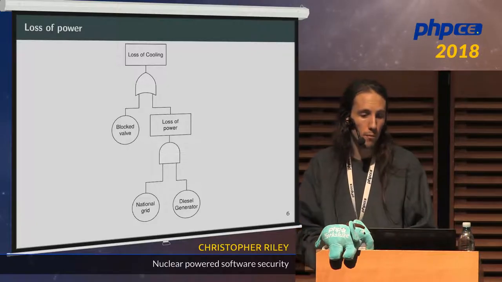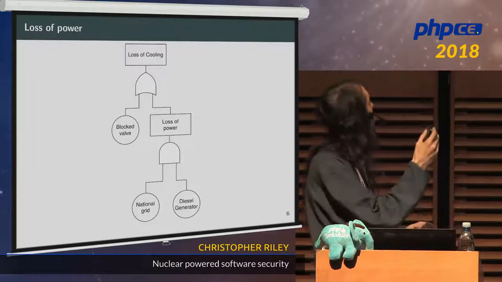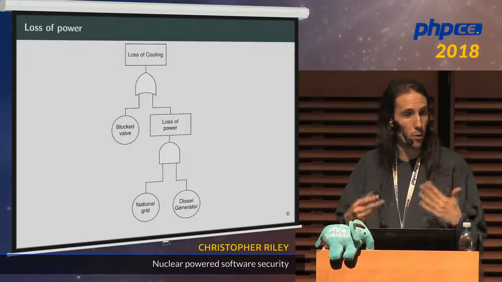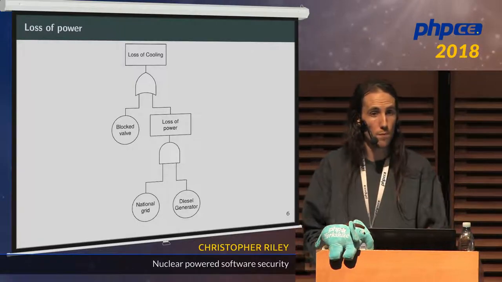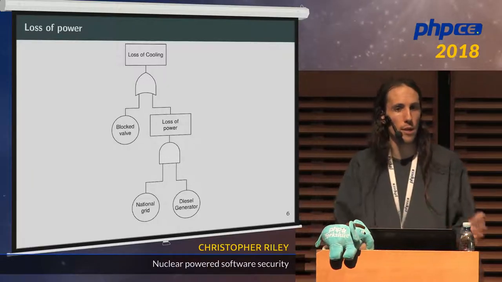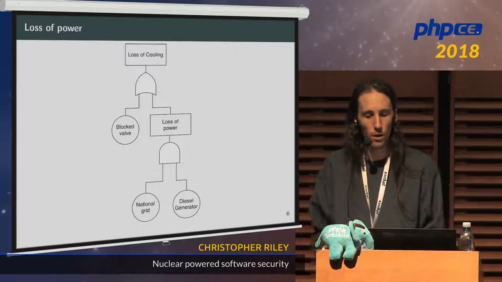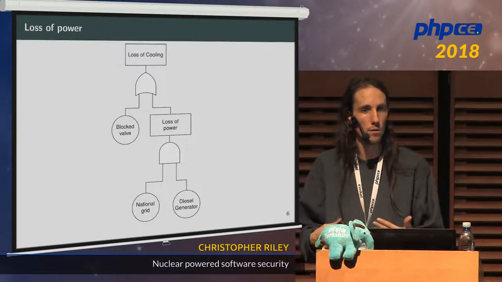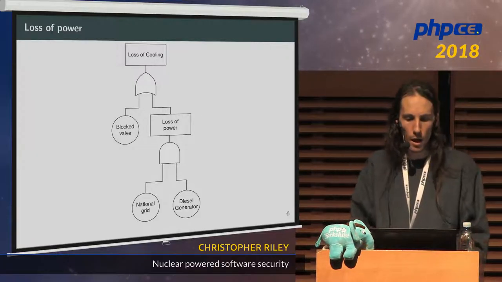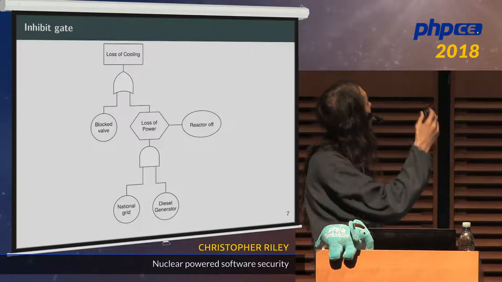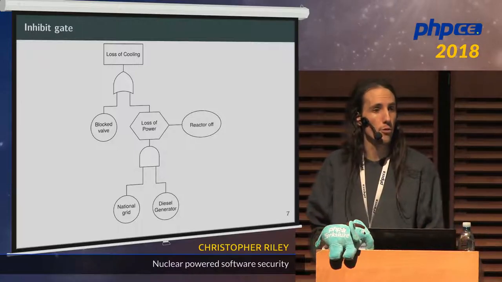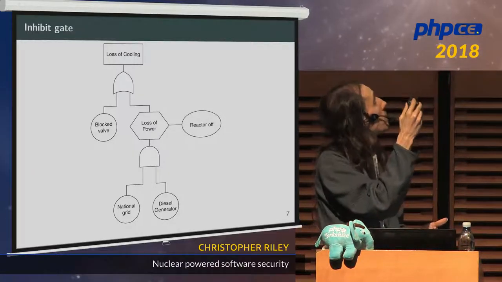We could expand the tree out and say, well, we've got backup systems for this loss of power. We have both electricity being supplied by the grid, so from other power plants, and we have a backup diesel generator in case something happens to that power supply, if the wind knocks the power lines out or something, we can spin up a diesel generator and produce electricity that way. So here, before we get to this loss of power event, we have to have both of these sources of electricity fail. So we combine them using an AND gate on our tree.